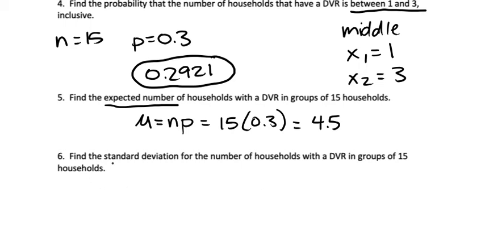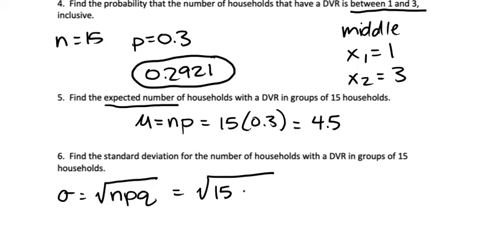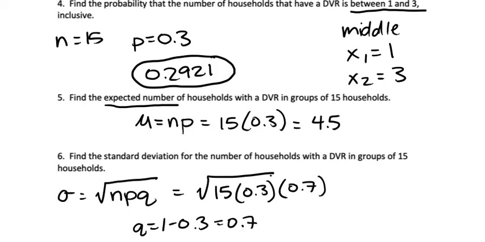And then question 6 is asking for the standard deviation. So that formula was square root of NPQ. And my value of n is 15. My value for p is 0.3. And my value for q is 1 minus 0.3, which is 0.7. So I just type that into a calculator and I get approximately 1.77.